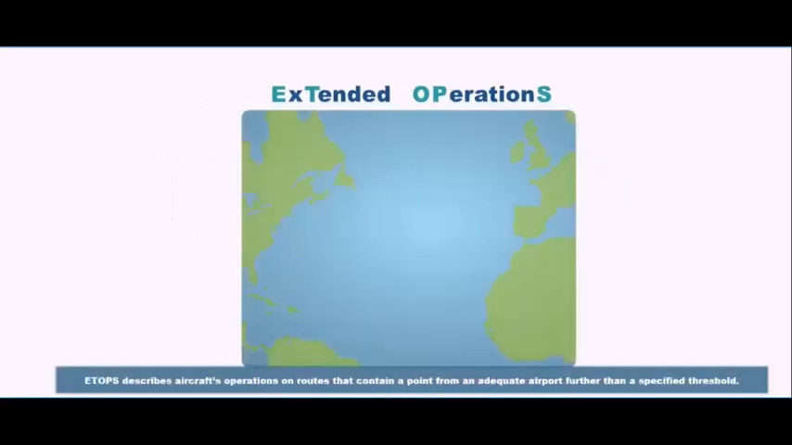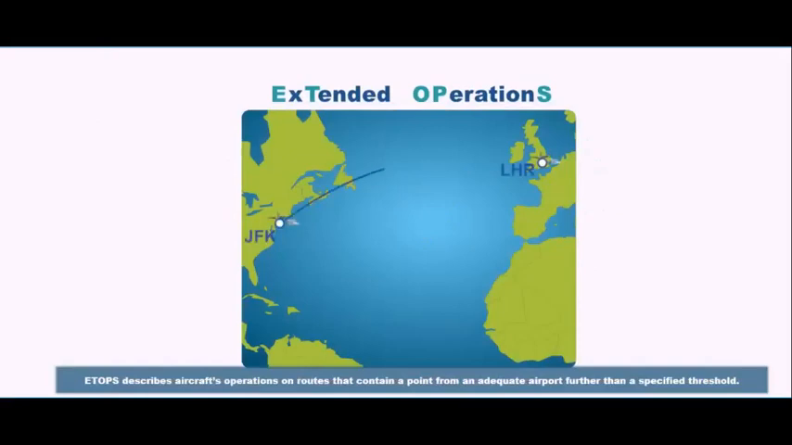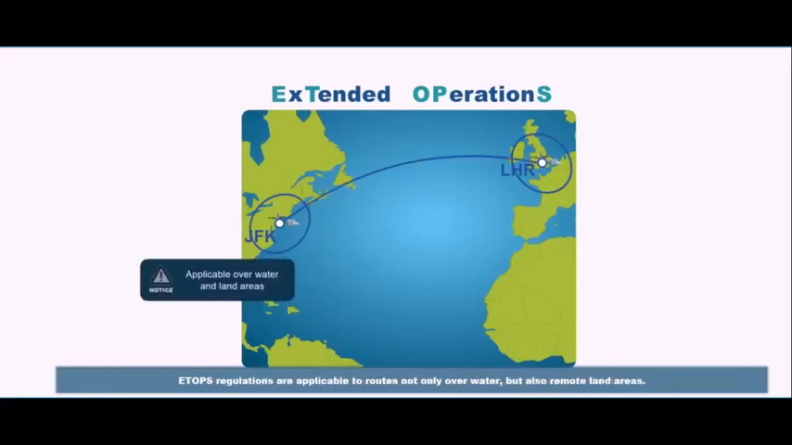ETOPS is the ICAO acronym of Extended Range Operations. ETOPS describes aircraft's operations on routes that contain a point from an adequate airport further than a specified threshold. ETOPS regulations are applicable to routes not only over water, but also remote land areas.